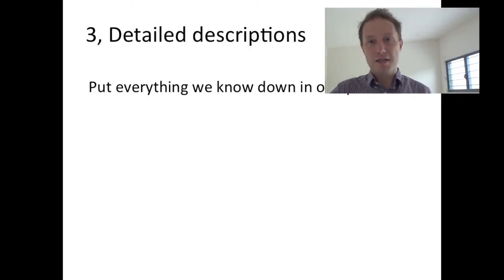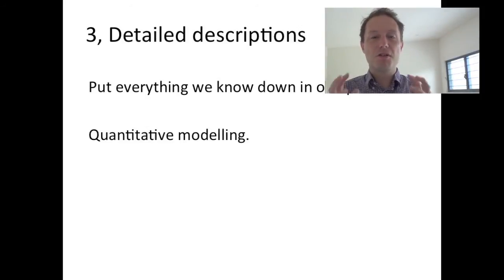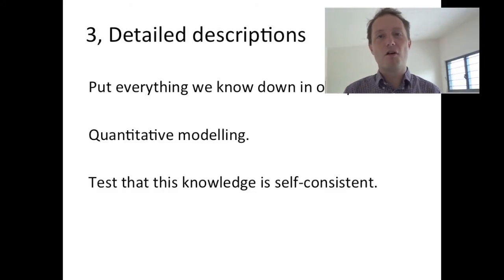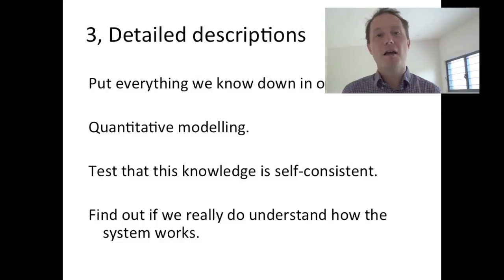Okay, the third reason we might want to do mathematical modelling is we want to have a really detailed understanding of a system. What I'm thinking about here is a case where we want to put everything we know down in one place. And this is really a quantitative style of modelling. We want to capture very precisely the dynamics of the system. And we want to really test that this knowledge is self-consistent. We think we know a lot about a system, and we want to build a quantitative model which allows us to simulate and see if we really understand everything about the system.